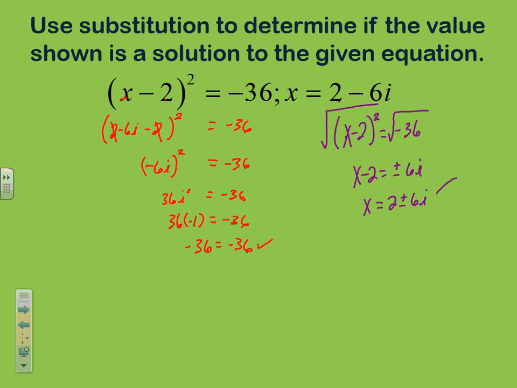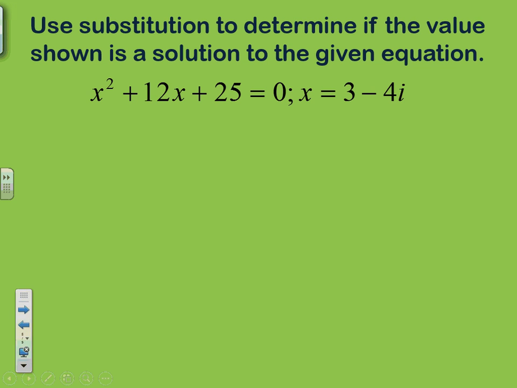But again, it's just a good indication to explain to us that problems that have imaginary or complex solutions, their solutions come in conjugate pairs.